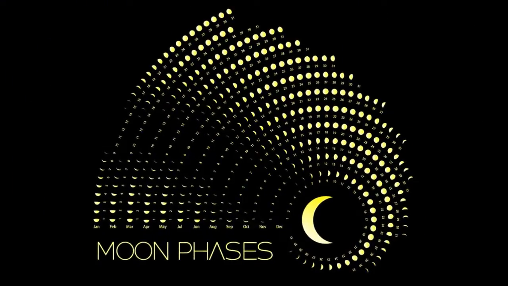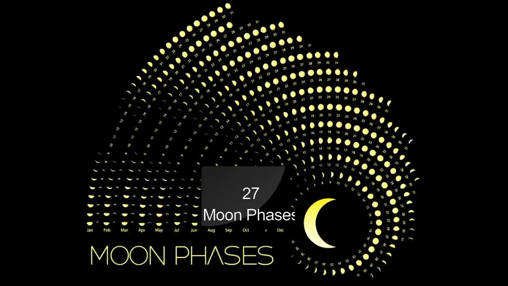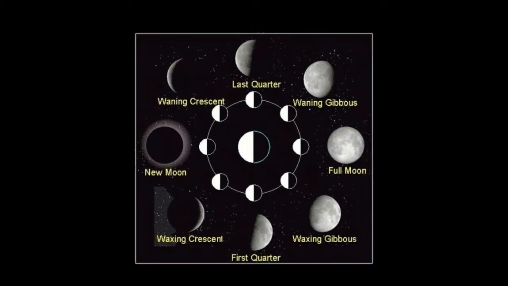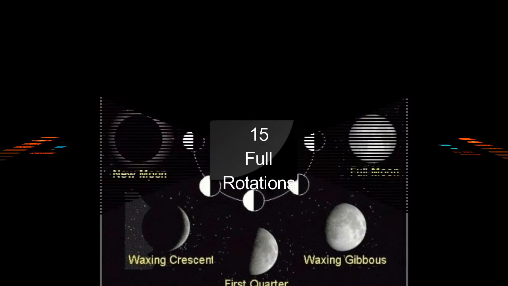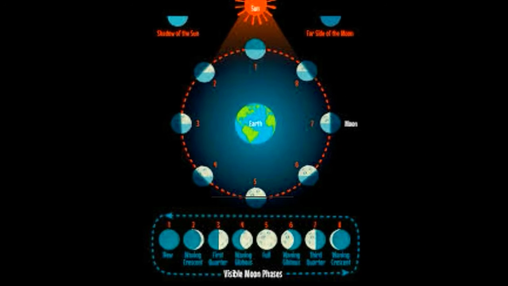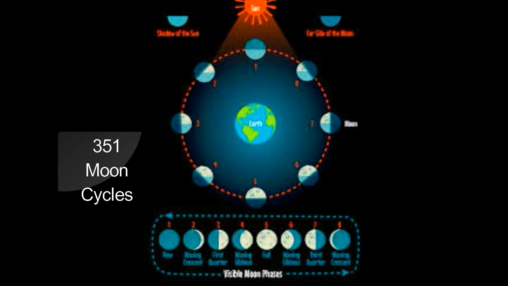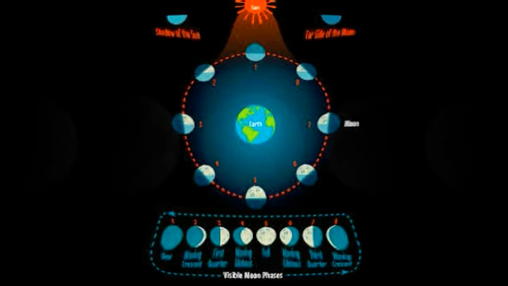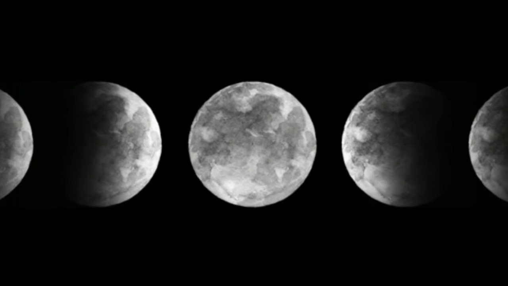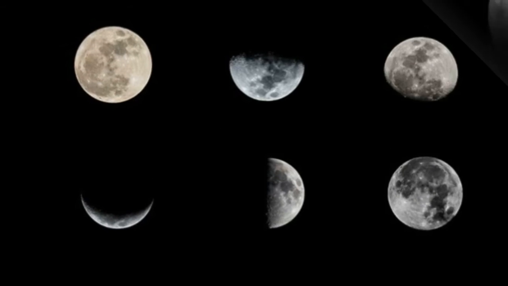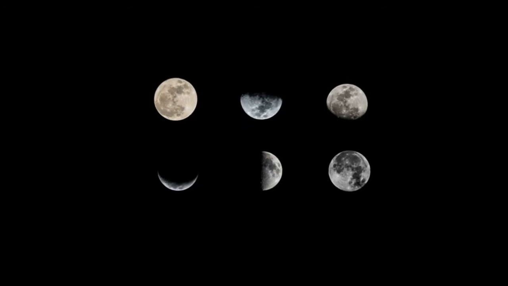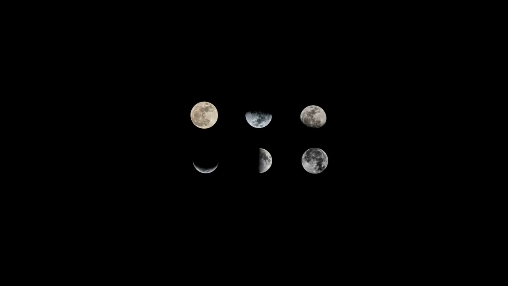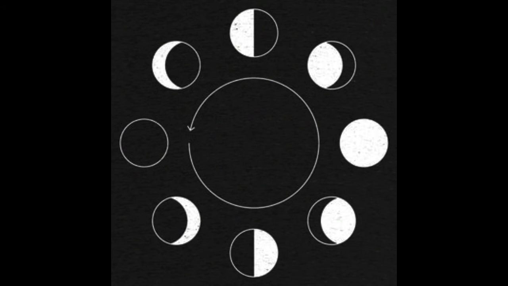So that means there's 27 moon phases for every 1 month. That totals 15 full rotations around the earth, which equals 351 moon cycles within a 366, aka 365 day year. What matters? Because all I hear is the sun. But it appears that the moon is just as equal, and they both play a part in the flat and spherical conversation. Let's talk about it.